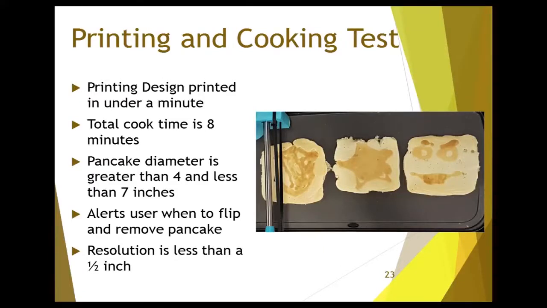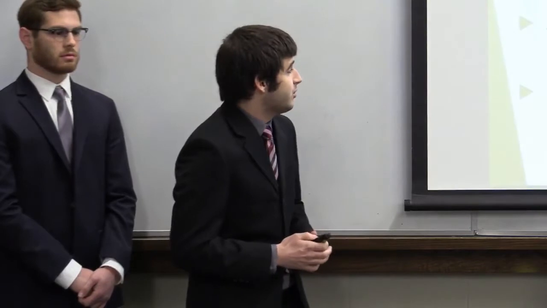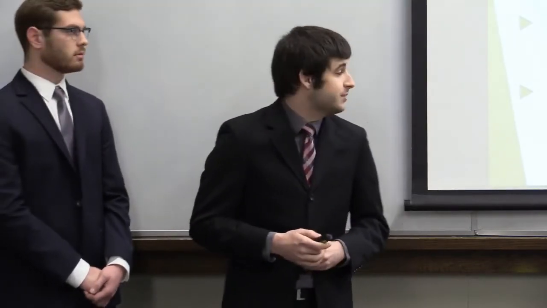Moving on to the printing and cooking test. What we're looking to make sure of here is that whatever design you were laying out took less than a minute to lay. We wanted to make sure it never took longer than 8 minutes to do a single pancake. We wanted our pancakes to be between about 4 and 7 inches. If they're too small, you're not going to be able to see your image very well, and if they're too big, you're not really going to get to enjoy the pancake. We also wanted to make sure we alert the user when they need to flip and remove the pancake. And lastly, we wanted to make sure our resolution was at least a half inch.